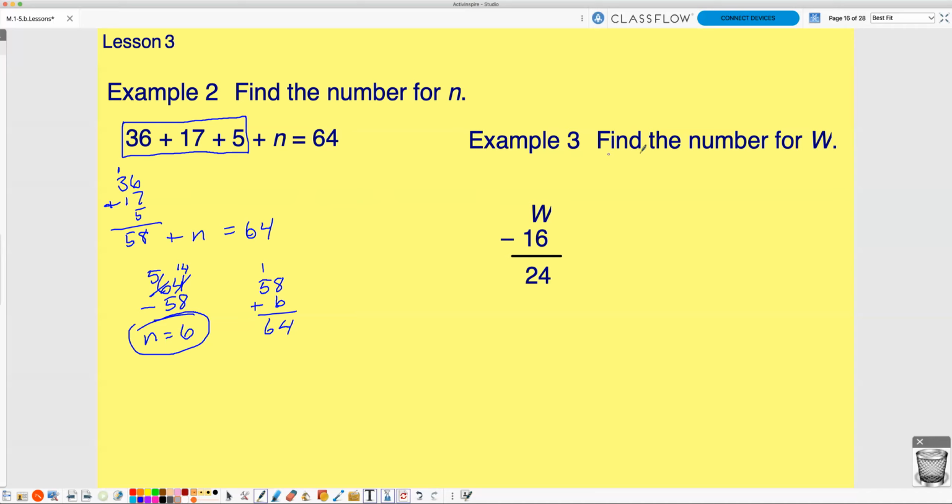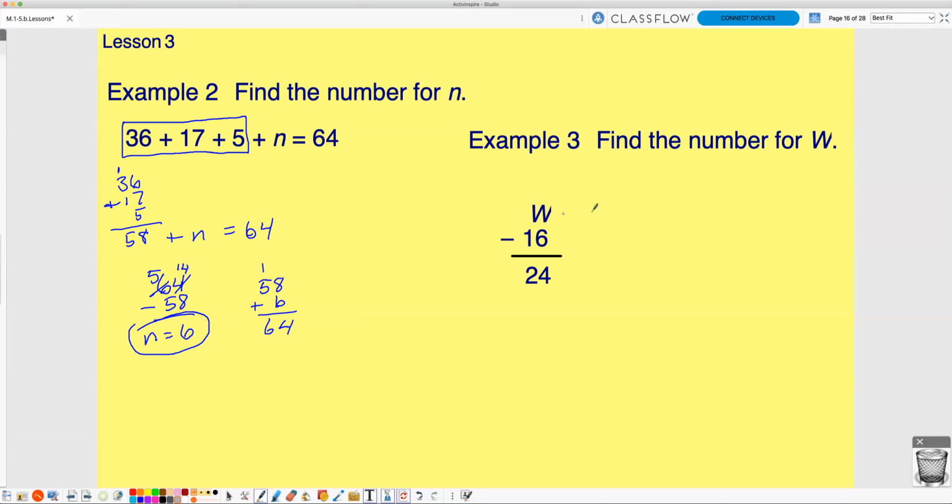Looking at example 3, find the number for w. So if you have w minus 16 equals 24, remember this is the minuend, this is the subtrahend, and this is the difference. So when we're looking at example 3 here, we find the first number of the subtraction problem by adding the other two numbers. Because we're trying to find the minuend, and if it's a missing minuend, we have to add these two numbers together.